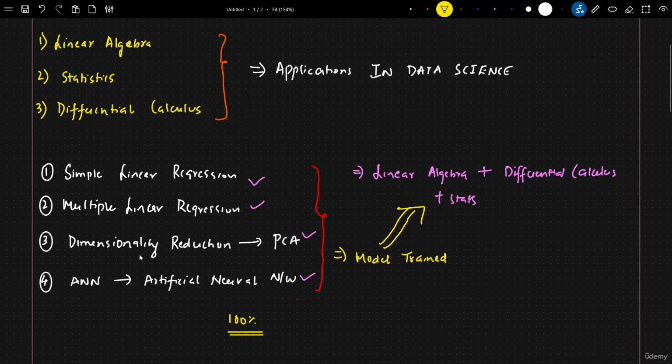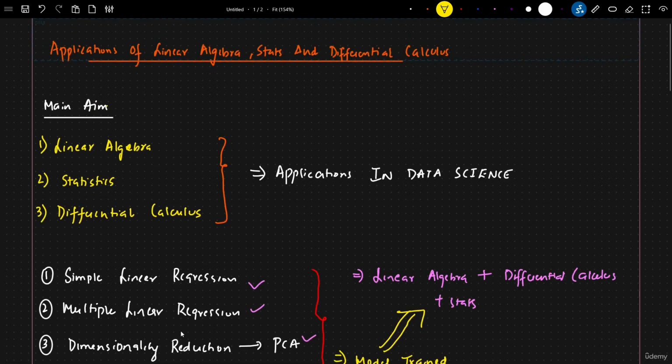So I've selected some of the topics from machine learning and some of the topics from deep learning. We will understand the theoretical intuition behind them and how these differential calculus concepts, statistical concepts and linear algebra concepts will be specifically used. That is the main aim of this particular section. So I hope you are quite excited. And this is the main aim of creating this entire section itself.